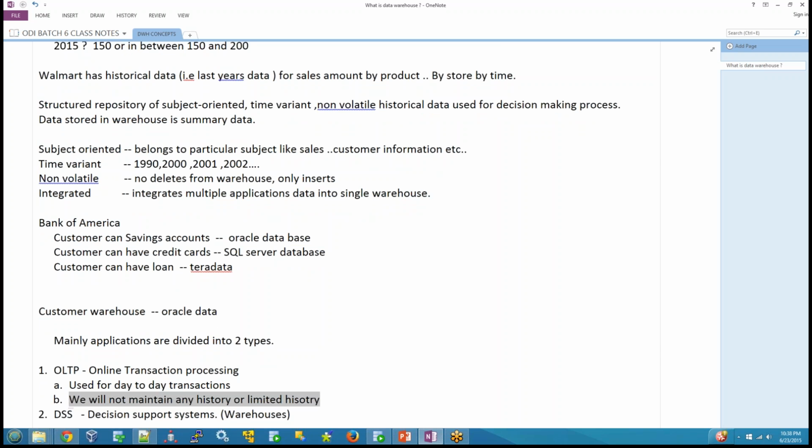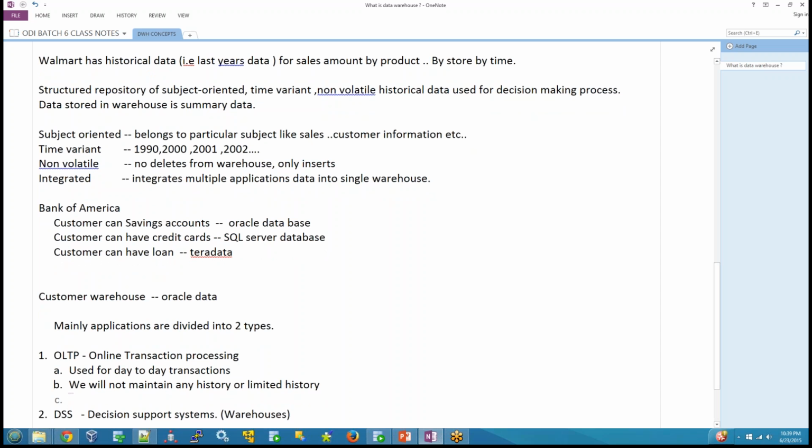Okay. Now, so here, we use it for the day-to-day transactions. And we will not maintain any history, or only limited history data. So that's day-to-day. Now these applications, the savings account application and credit card application and the loans application, these three applications are the category of online transaction processing systems. So that means the customers, the user, the end user, whoever is the main user, the customer can directly interact with this application for the data. And here it maintains all current data.